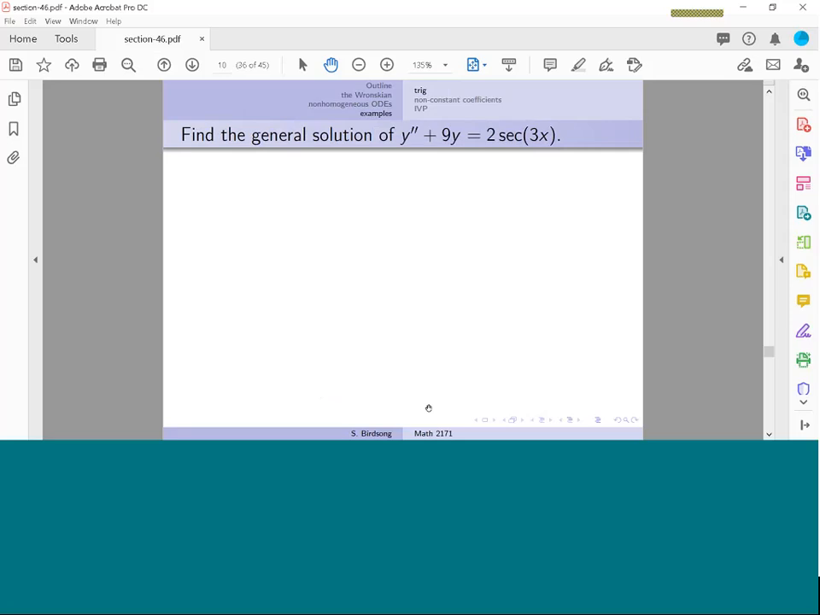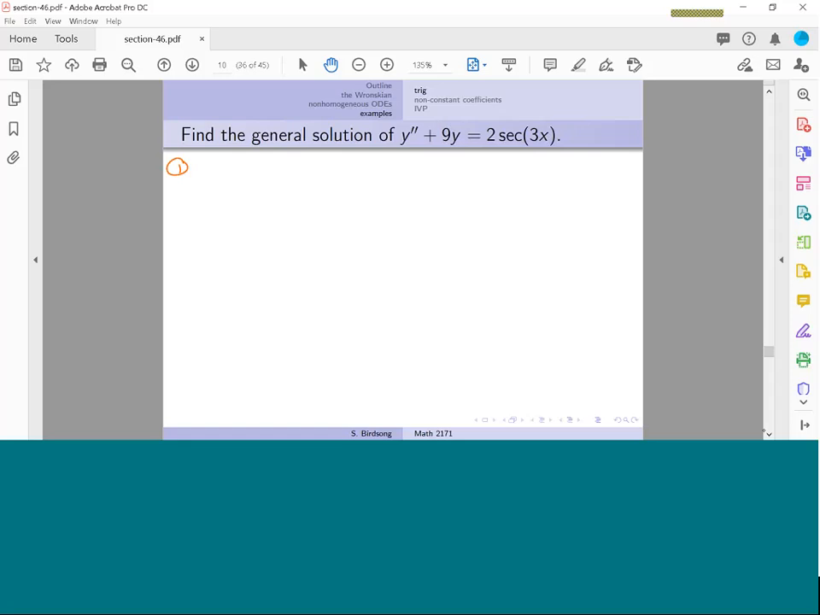So we want to find the general solution of a non-homogeneous differential equation. We've got the second derivative of y plus 9 times y equals 2 times the secant of 3x. Now, when we look at this guy, we can do the exact same procedure that we've been using with non-homogeneous differential equations for the past however many days it's been. Okay? So step 1, and I'm just going to go ahead and circle this as step 1.